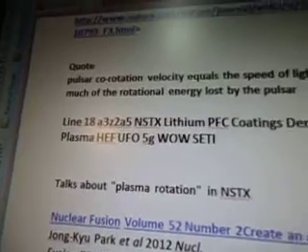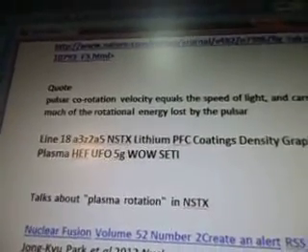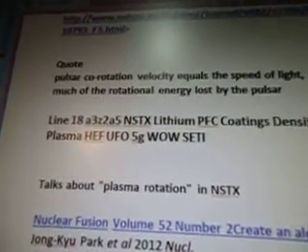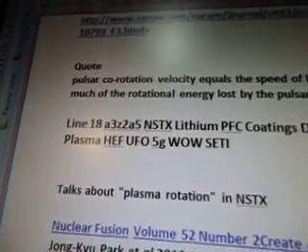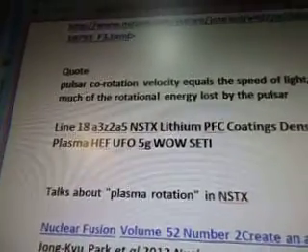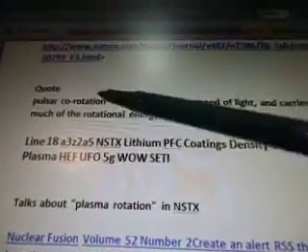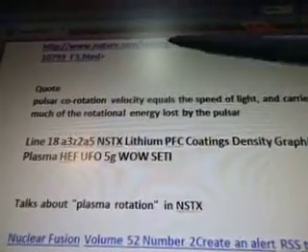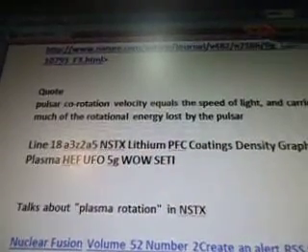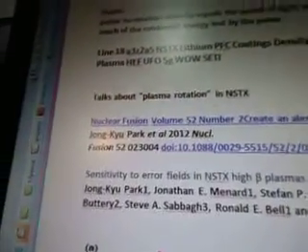So the quote is: pulsar co-rotation velocity equals the speed of light, and it carries away much of the rotational energy lost by the pulsar. So we're talking about neutrinos having the speed of light, and this is talking about a pulsar co-rotation velocity that also comes to the speed of light.